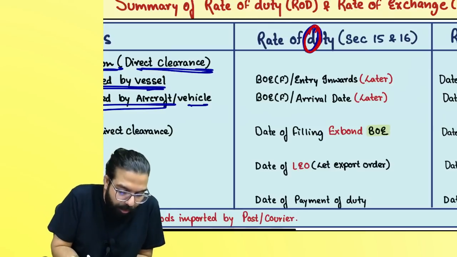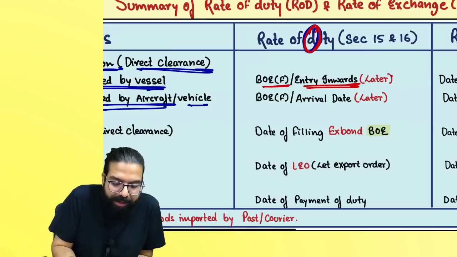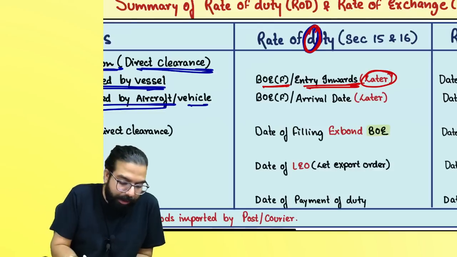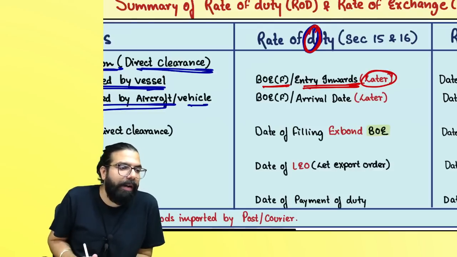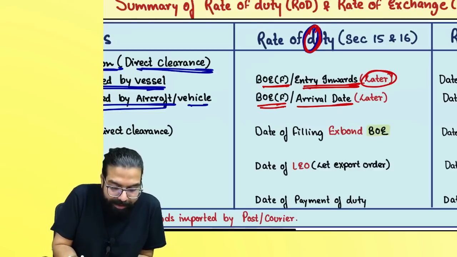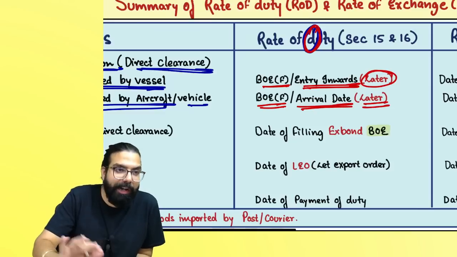So in this scenario, bill of entry filing date or entry inward, whichever is later. Deferred means later. Sir, in case of aircraft or vehicle, entry inward is not filed, and hence it is bill of entry filing date or arrival date, whichever is later.